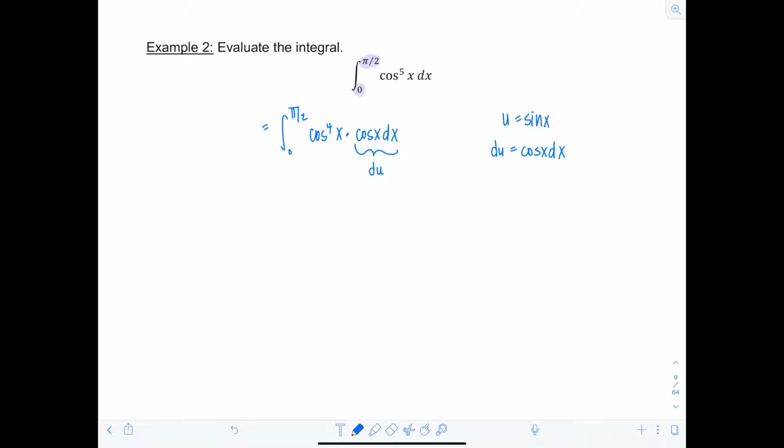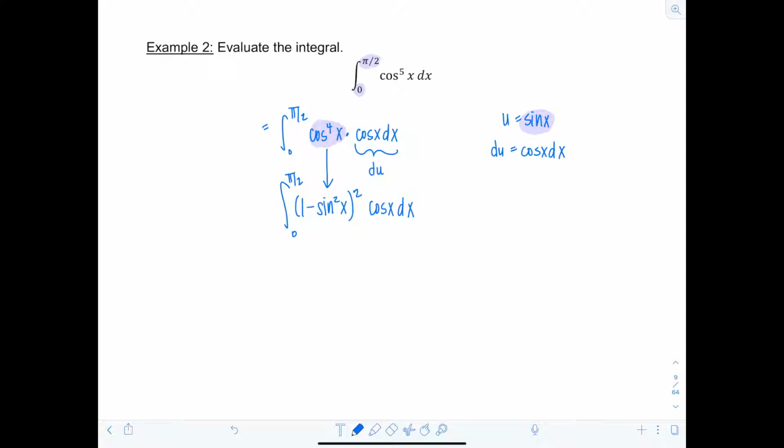Wonderful. However, I currently have cosine of x raised to the 4th, and remember, I need u to be sine x, so I got to rewrite that in terms of sine. Well, how am I going to do that? Cosine to the 4th x is cosine squared squared. So this is going to be 1 minus sine squared x squared. Still from 0 to pi halves, cosine x dx.